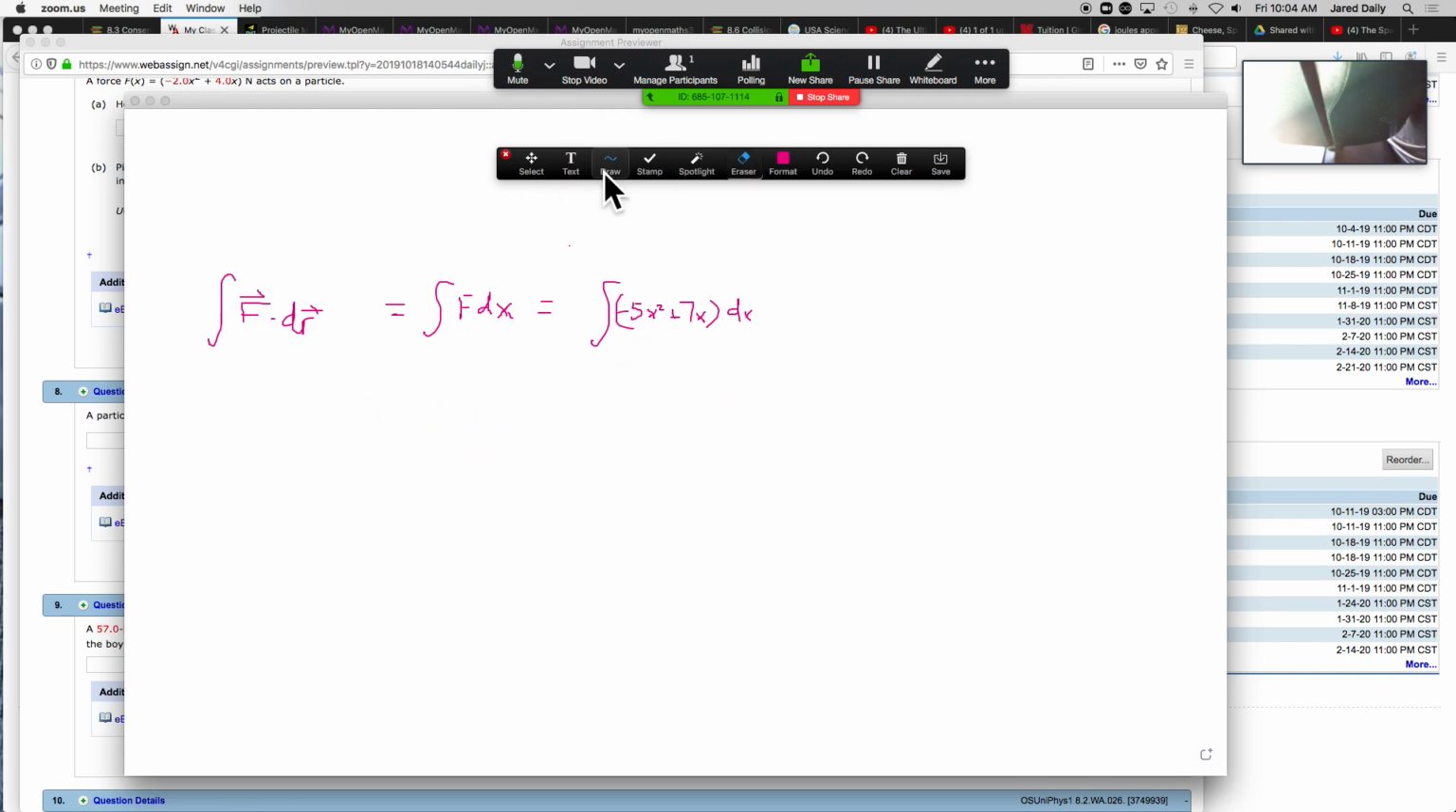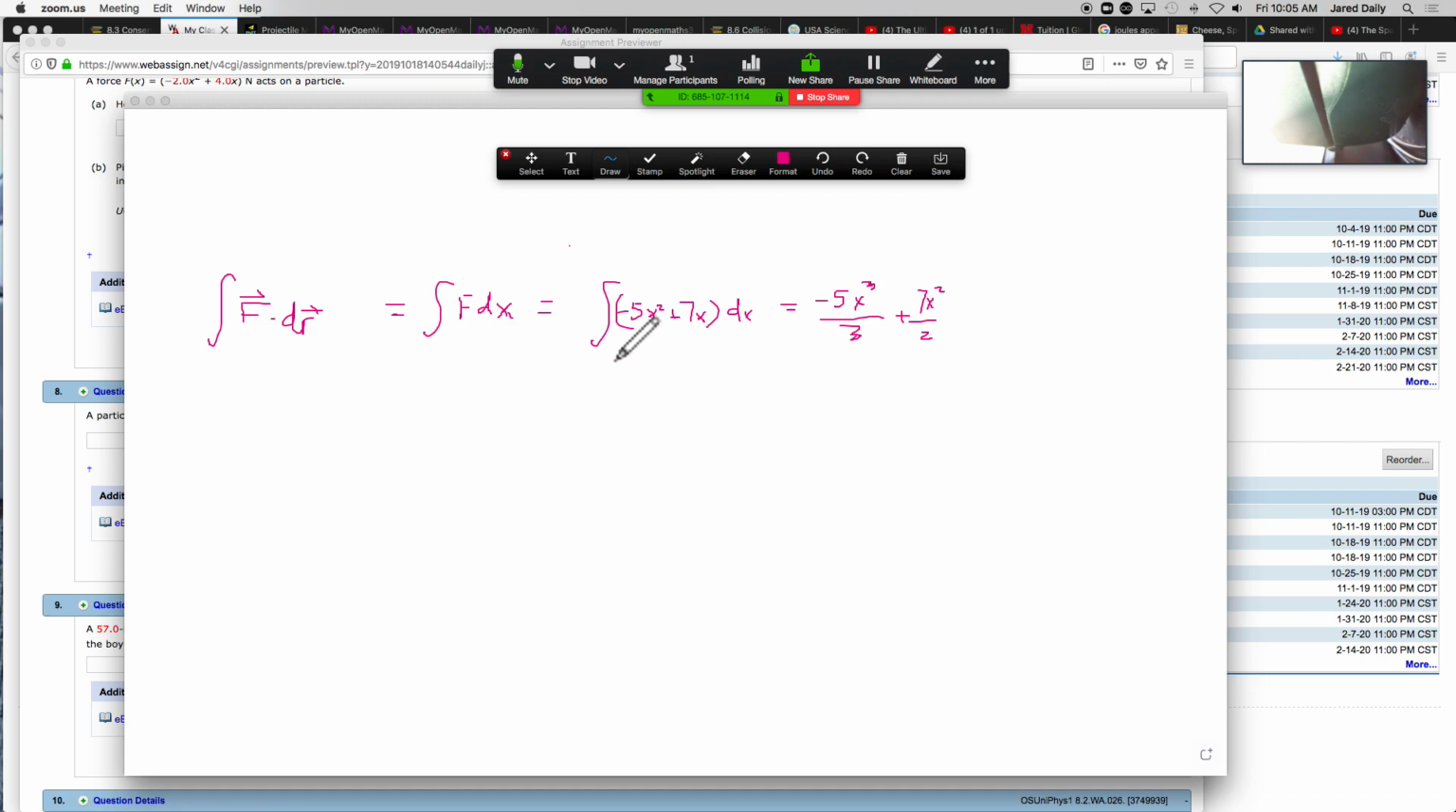Okay, so we do this integral. The integral of negative 5x squared, we're going to end up with negative 5x cubed over 3, right? Plus 7x squared over 2. And remember that when you're doing this, you either have to have limits here and here, or you have to add a constant on here.